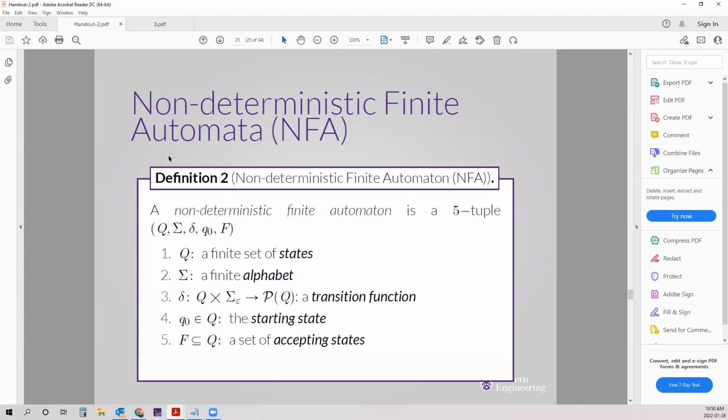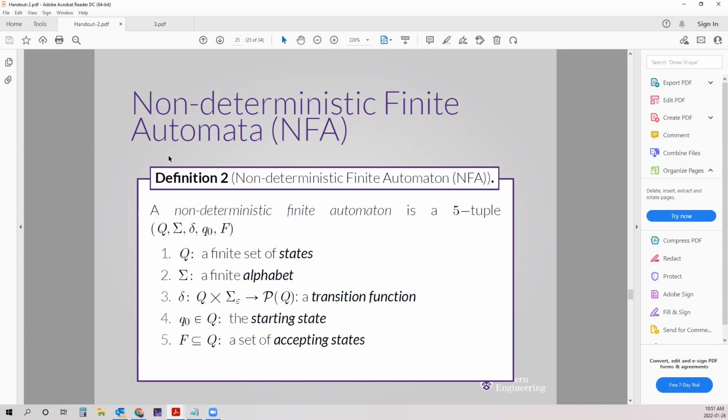Also, a non-deterministic finite automaton, or NFA, is a 5-tuple (Q, Sigma, delta, q0, F), where Q is a finite set of states, Sigma is a finite alphabet, delta: Q times Sigma-epsilon goes to P(Q), a transition function, q0 belongs to Q, and F, the final states, is also included in Q, a set of accepting states.